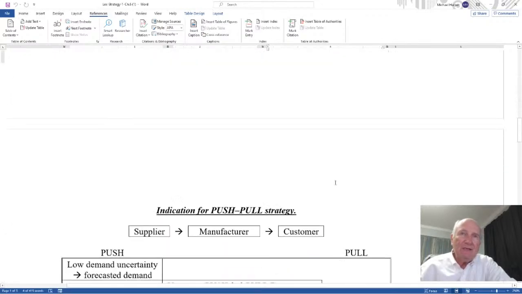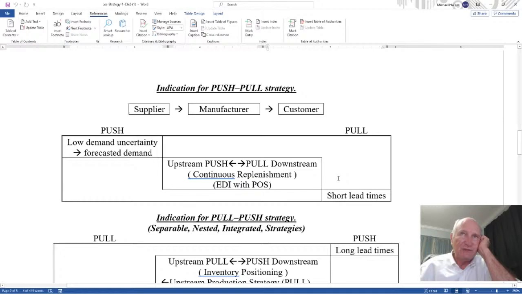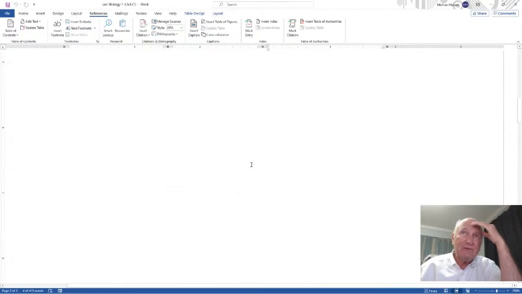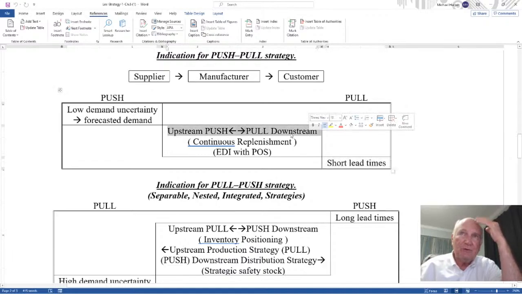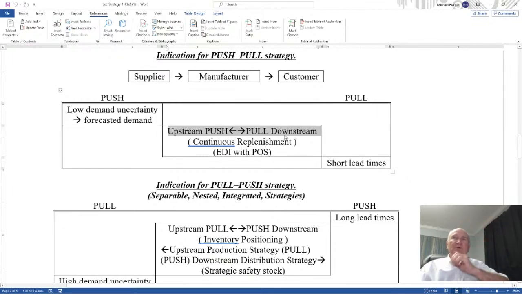Okay, next, indications for push-pull strategies. Well, naturally, we have these characteristics. Okay, but then a push-pull strategy really is within a supply chain, depends on where you find these characteristics. If you have low demand uncertainty upstream, and that indicates a forecasted demand, that's a push. If you have short lead times downstream, that's a pull. And so this is referred to as an upstream push, downstream pull, or push-pull system. Well, the push-pull system usually will accommodate continuous replenishment because you have your inventory upstream and you have continuous replenishment downstream because you have very short lead times.